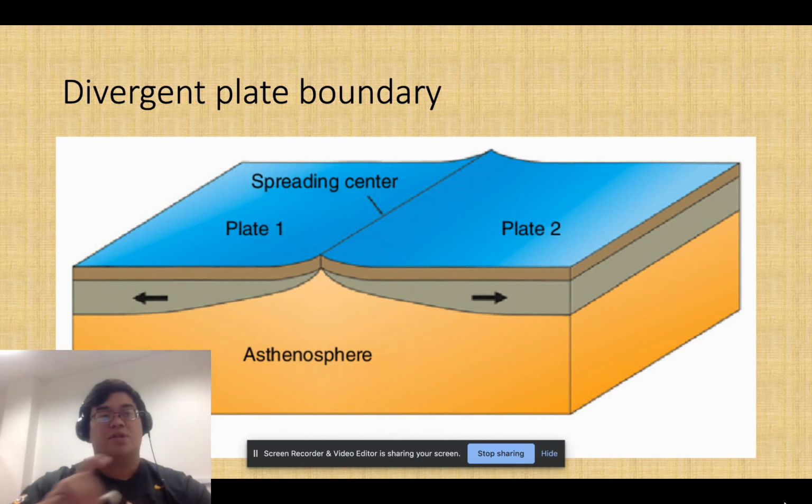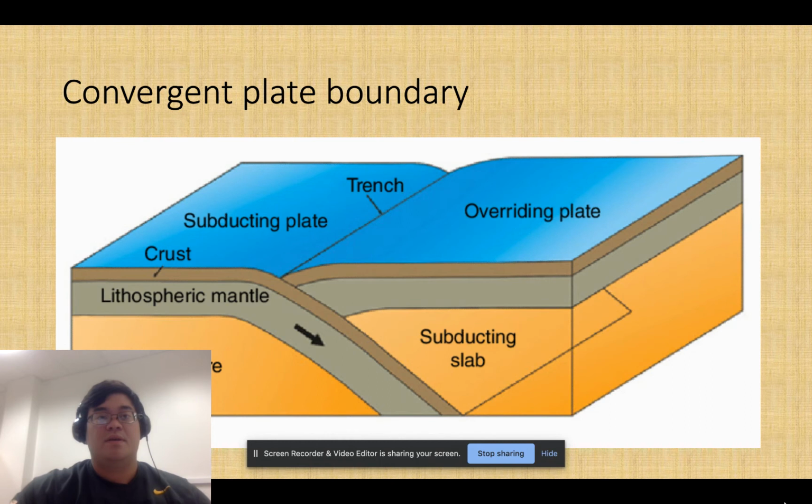So that's good. So we've just done a divergent plate boundary. That's where we have mantle coming up and then two pieces of crust spreading out. Now we're going to do a convergent plate boundary. A convergent plate boundary is where we have subduction of one plate going underneath the other.